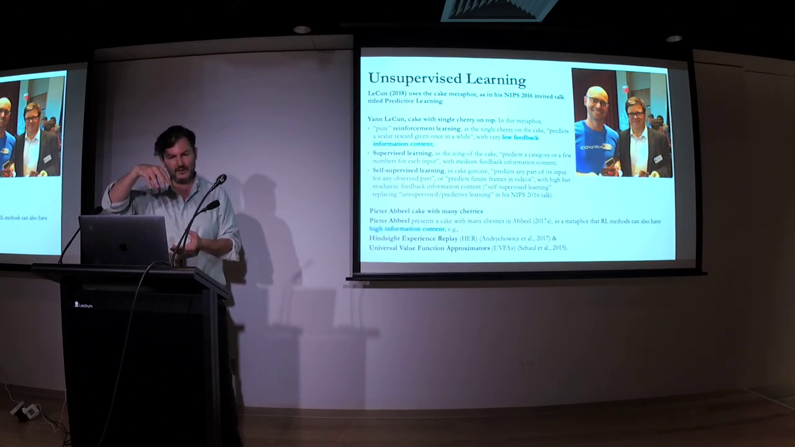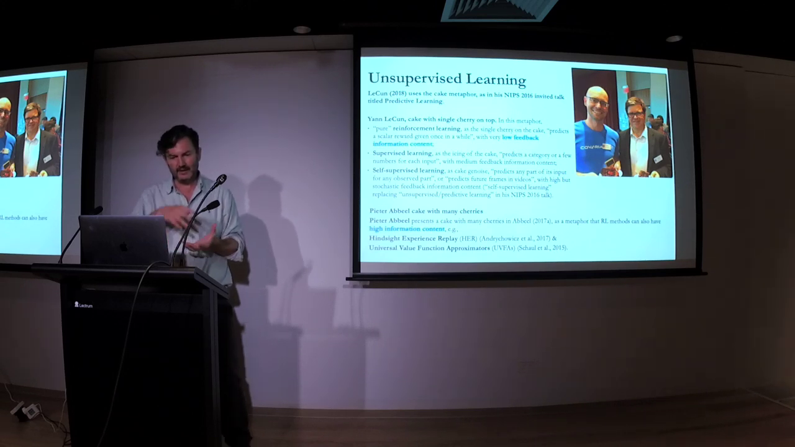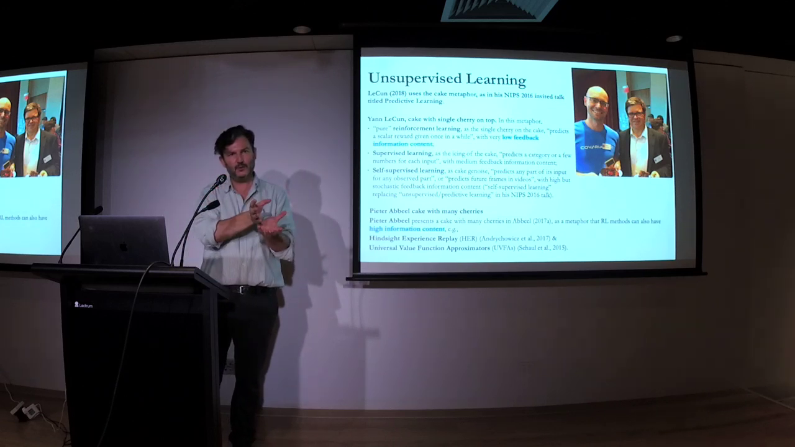And supervised learning is the icing on the cake. It predicts a category or a few numbers for each input, with medium feedback information content. And self-supervised learning, which is, if anyone is French here, I think it's génoise, predicts any part of the input for any observed part. It predicts future frames in videos with high but stochastic feedback information content. Now, that's what he used in a talk in 2016.